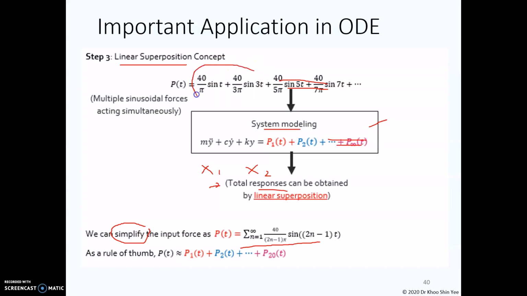If you have force 1 and force 2 acting on the system simultaneously, then the response here will be combined in superposition. The total response due to force 1 and force 2 is just the combination of x1 plus x2. If you have 20 forces acting on the system simultaneously, then the total response will be equal to the combination of these 20 responses.